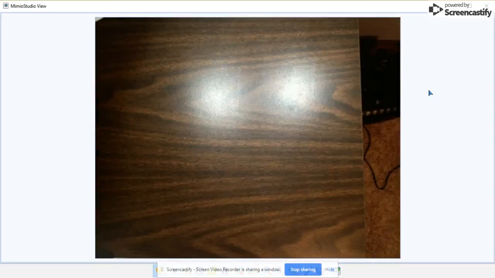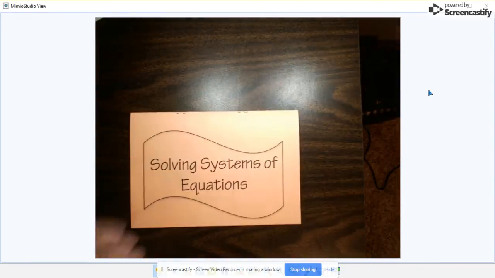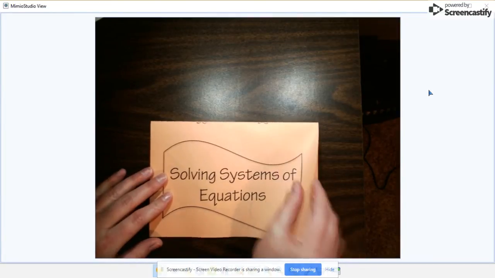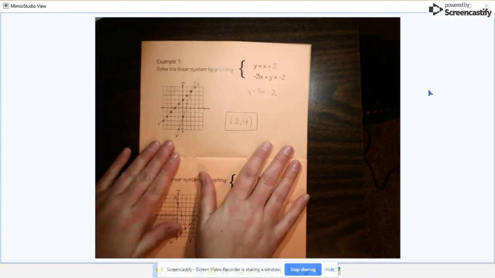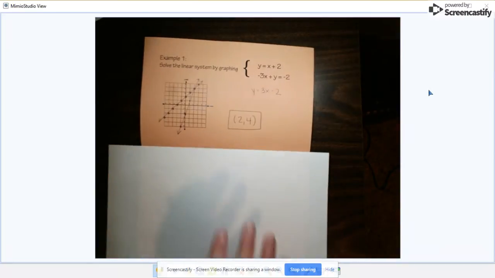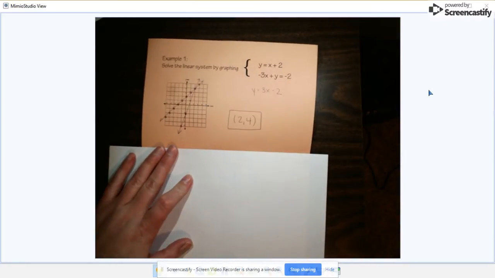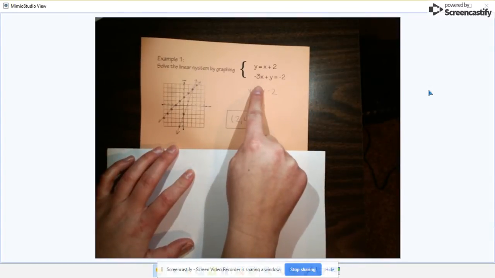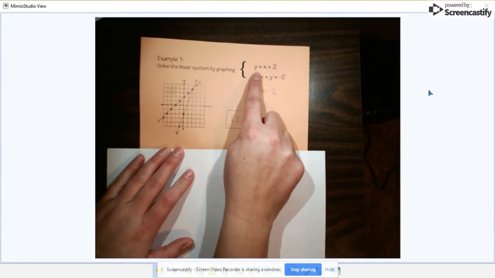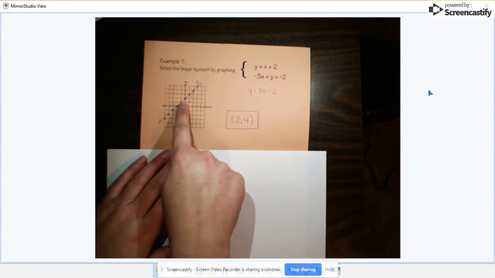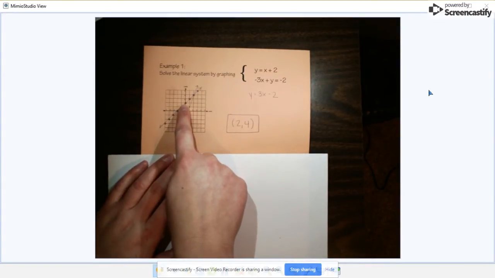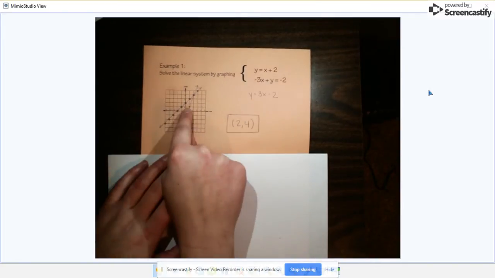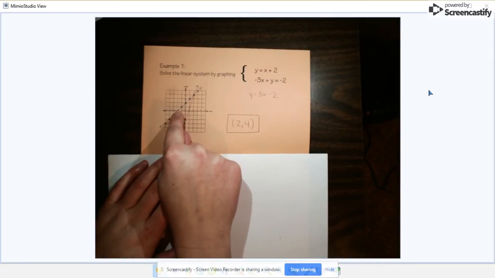So now if you go and look at your foldable that we have, our first page is solving by graphing. So we're going to look at this top example. Notice that our top equation is in slope-intercept form, however, our bottom equation is not. So I can graph y equals x plus 2 right away. So I go over to 2, and then my slope is positive 1. So I go up 1 to the right, up 1 to the right, or down 1 to the left.